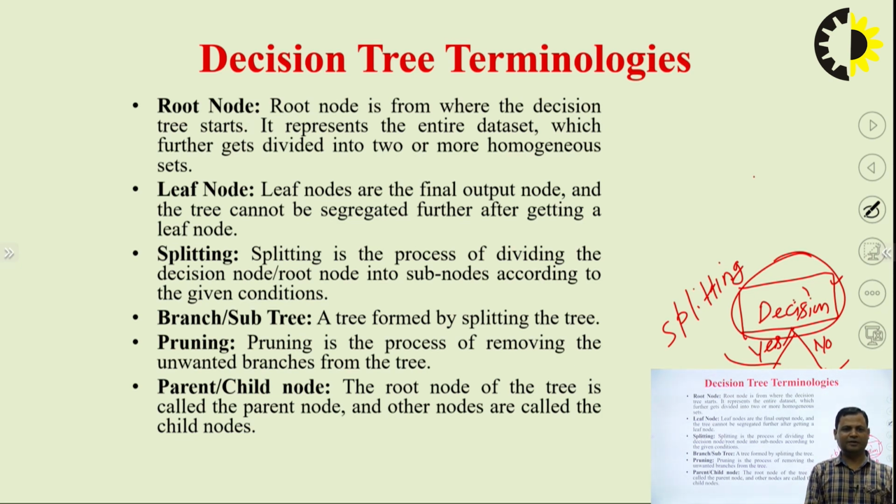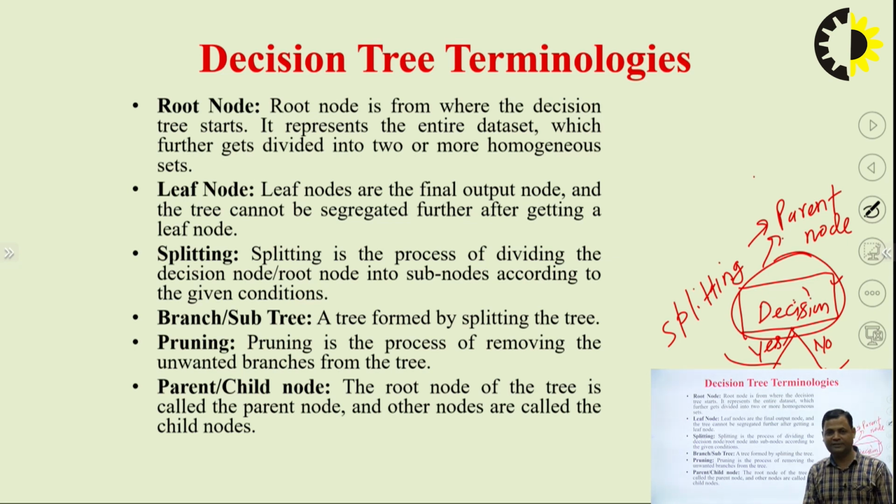So, parent and child nodes. The root node of the tree is called the parent node, and the other nodes are called the child nodes. So in this particular process, this is the parent node, and the classified nodes are called the child nodes. This node 3 and node 4 are called the child nodes, and this particular decision node is called the parent node. The node which is taking the decision should be called the parent node, and after the decision, if we are moving to some other sub branches, then those are said to be the child nodes.